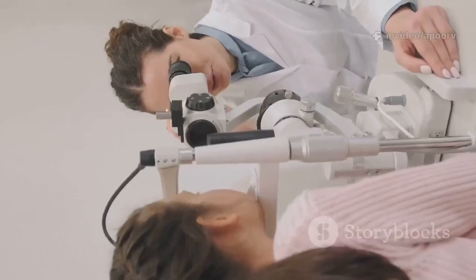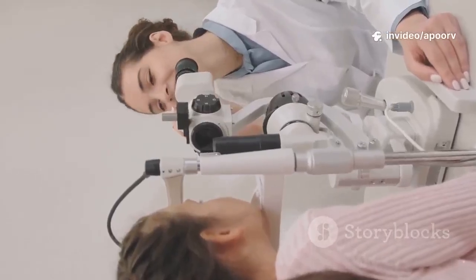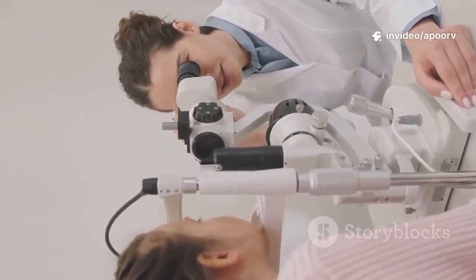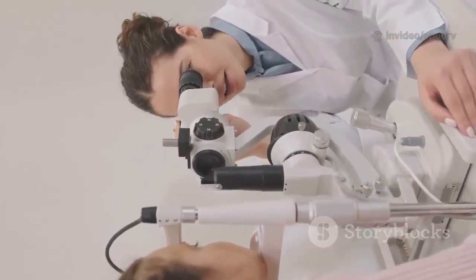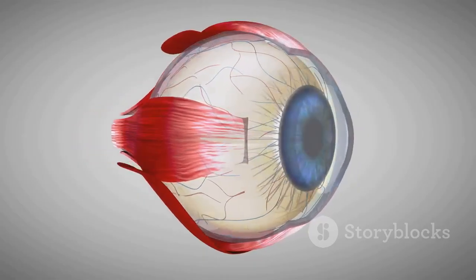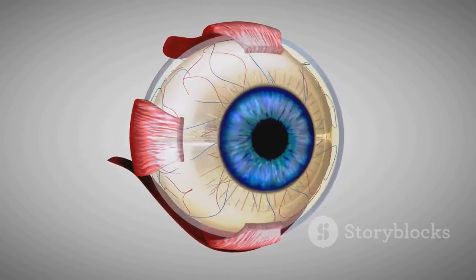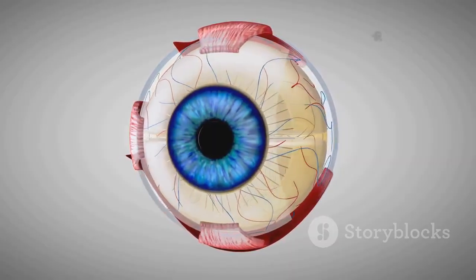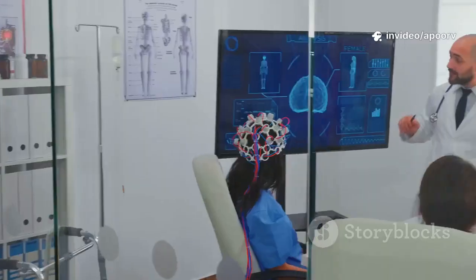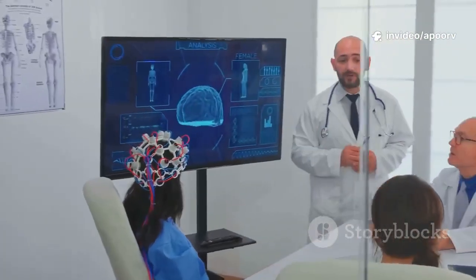The focused light then travels through the jelly-like vitreous humor that fills the eye, finally landing on the retina at the back. The photoreceptor cells in the retina turn this light into electrical signals, which are then sent to the brain via the optic nerve. The brain then interprets these signals, and voila, you see the object.